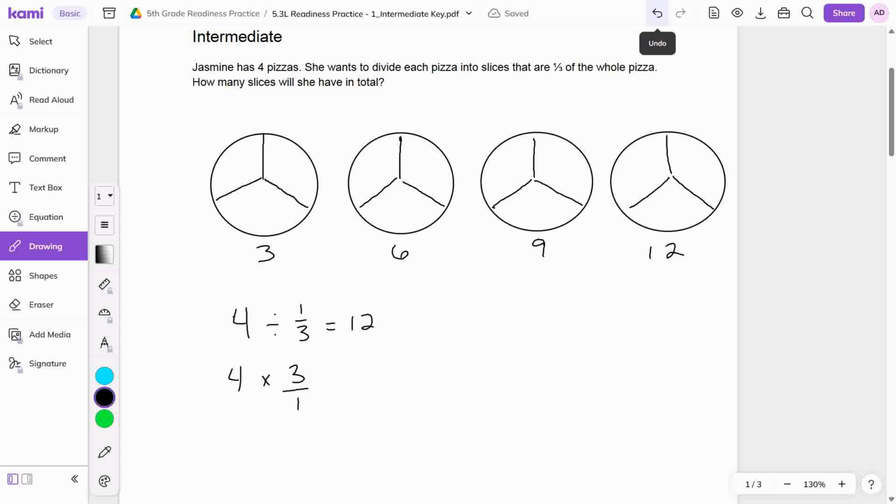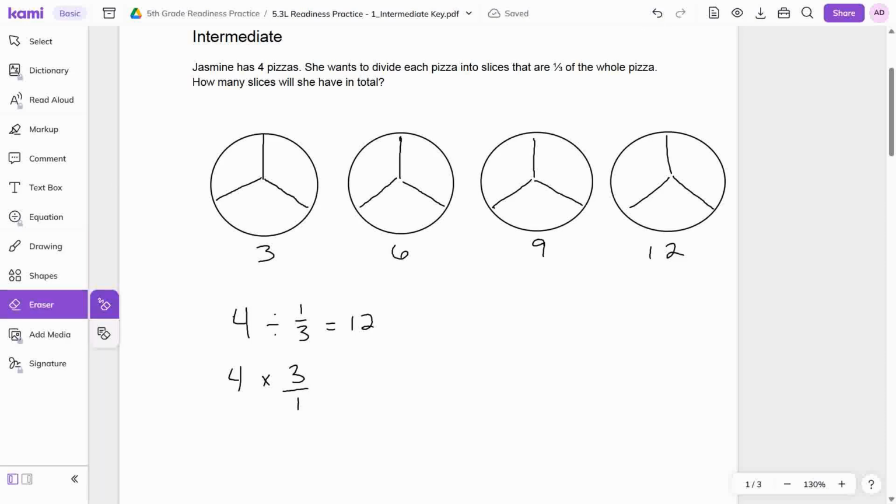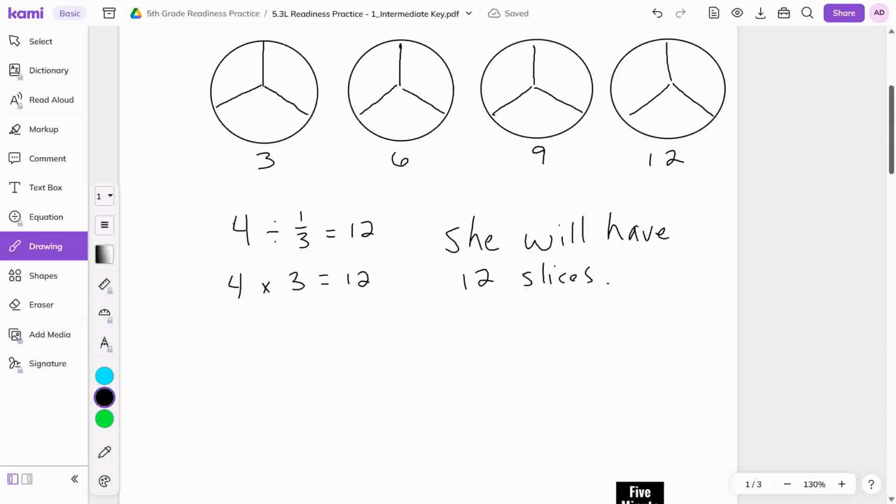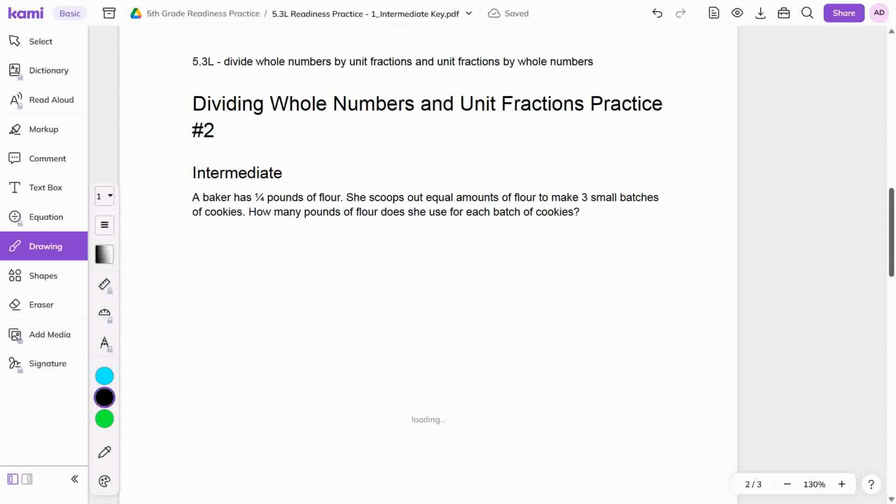Now, 3/1 is not a normal fraction. Typically, what we'll do is anything over 1 is just a whole number, right? So 3 wholes. So we just delete those, and look what I get. 4 times 3 also equals 12. So that is just another way to think of it. So we can say she will have 12 slices. Drawing a picture is a great way to visualize it. We can also use those equations.